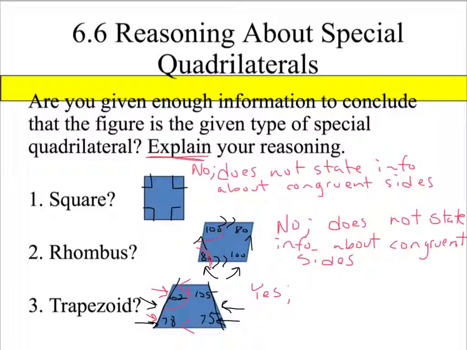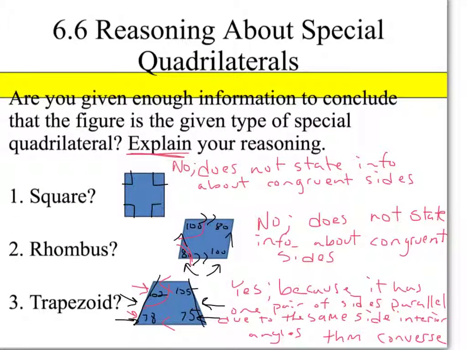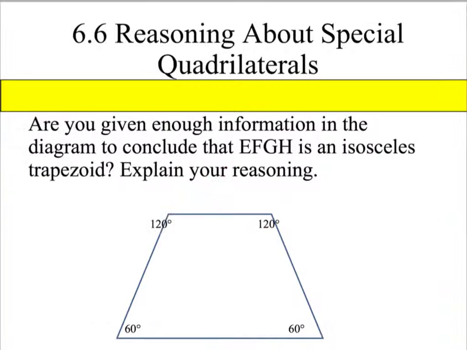So is this a trapezoid? Yes. And the reason behind it? Because it has 1 pair of sides parallel due to the same side interior angles theorem. Whoops, converse. Can't forget that beautiful word of a converse.